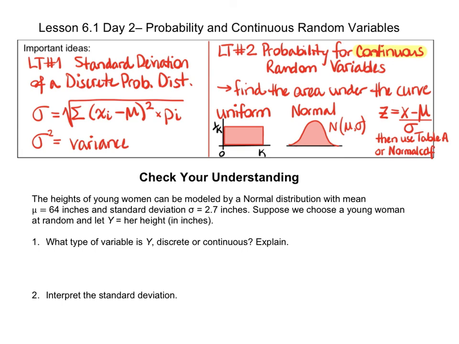Now that brings us to the check your understanding questions. And you will have an opportunity again to work on the refresh your memory on normal probabilities using the z-score, using table A, using normal CDF. So what I recommend you do now is when you stop the video, work on the check your understanding and then look at the posted notes so that you can check your work against those posted answers. And I will see you back in class.